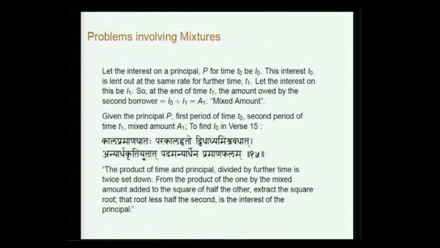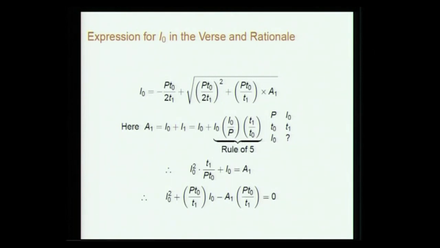So, if I express it mathematically, it will be clearer. The expression given is that I0 is minus P T0 by T1 plus the square root of this quantity, where A1 is I0 plus I1. For principal P and for time T0, the interest is I0. So, for principal I0 and for time T1, the interest is this. So, I1 is I0 into I0 by P into T1 by T0.